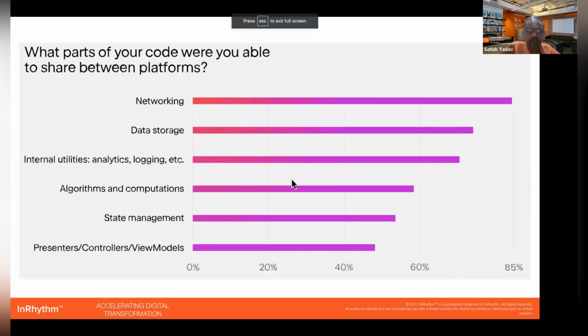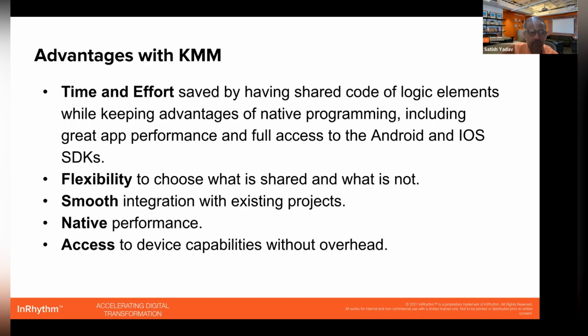This is a brief survey done by JetBrains. Basically, you have an option of how much you can use in the shared code. For networking, 85% of your code can go into a shared module, data storage around 70%, and analytics, logging, algorithm computations, your state management, your presentation controller, and view models can also be in the shared module. So a lot of things you can share. So what are the advantages of using KMM? It saves you time and effort by having shared code logic, and it gives great performance because it's still a native UI you are implementing for Android and iOS.